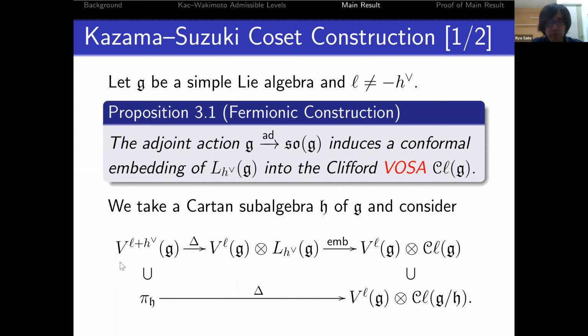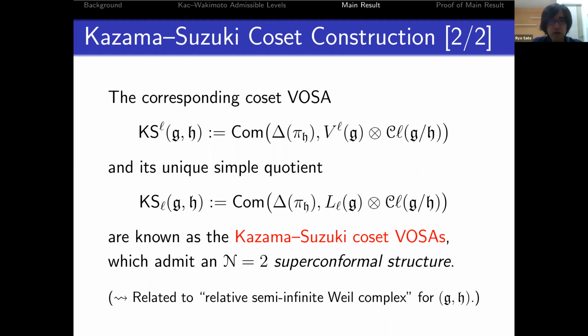Then we can embed the level L plus H check inside of the tensor product of level L and the Clifford vertex operator superalgebra. And we consider the corresponding Heisenberg sub VOA inside of the level L plus H check affine VOA. The image of the Heisenberg VOA is included in this tensor product. Here G over H means the orthogonal complement of H in G. G over H has a natural non-degenerate symmetric invariant form, so we can consider the corresponding Clifford VOSA.